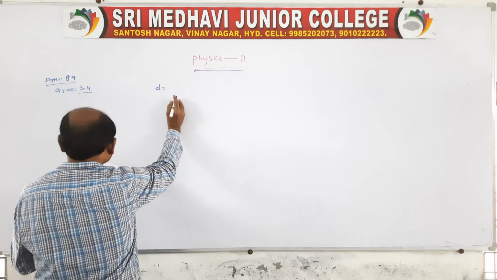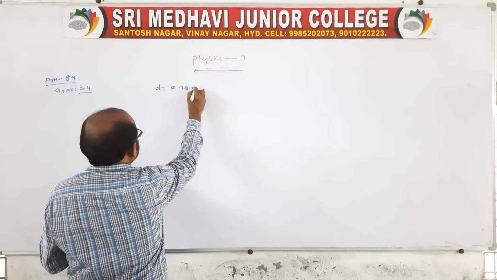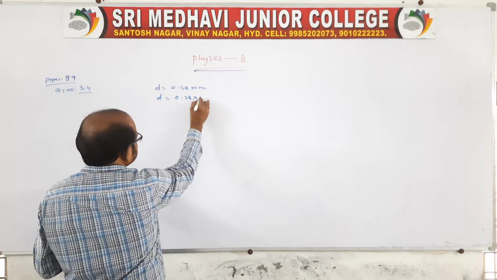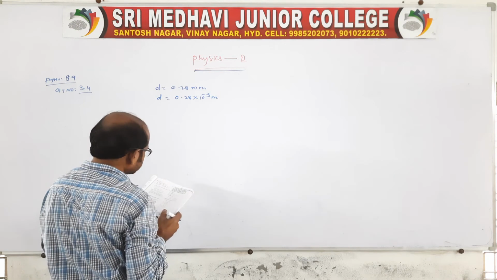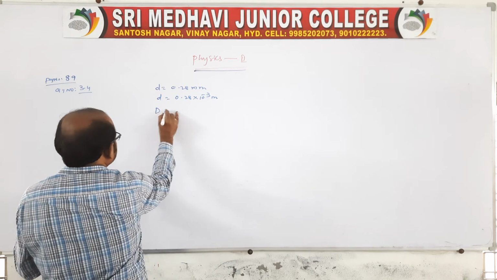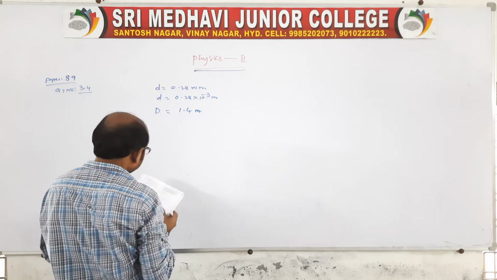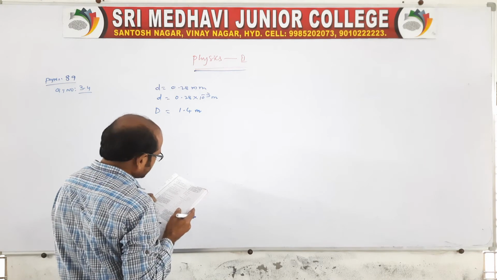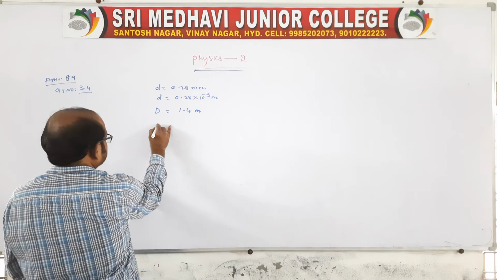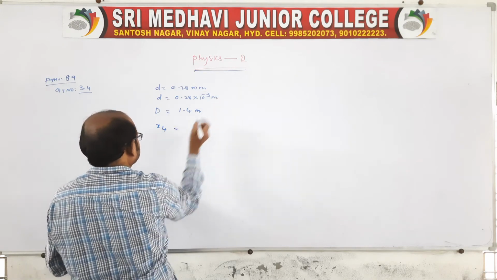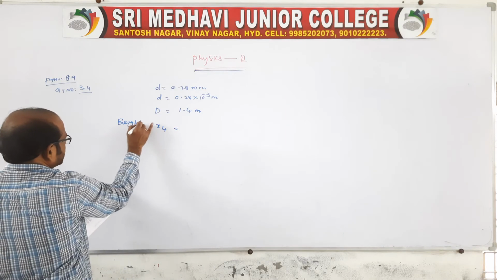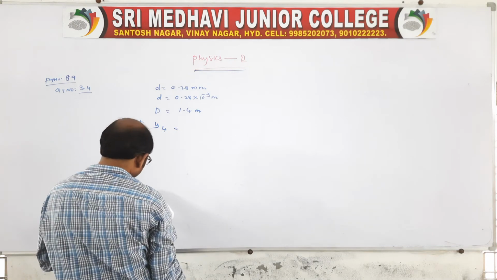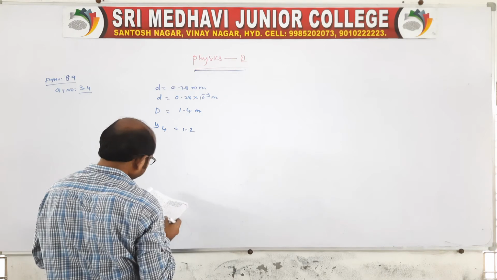Now I am writing the given data. 0.28 millimeter is the distance between the two slits, which converted into meters is 0.28 times 10 power minus 3 meter. The screen is placed at capital D, 1.4 meter away. The distance between the central bright fringe and the fourth bright fringe is measured to be 1.2. From the central maxima to the fourth bright fringe, we say y4 is equal to 1.2.